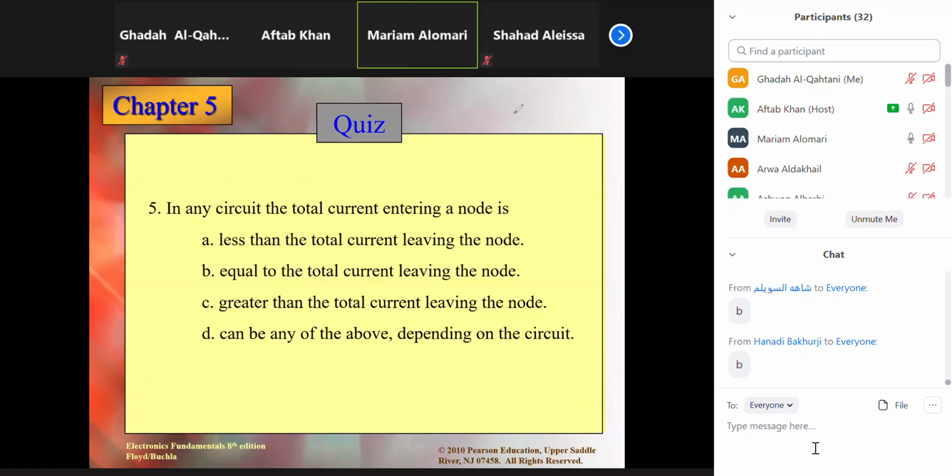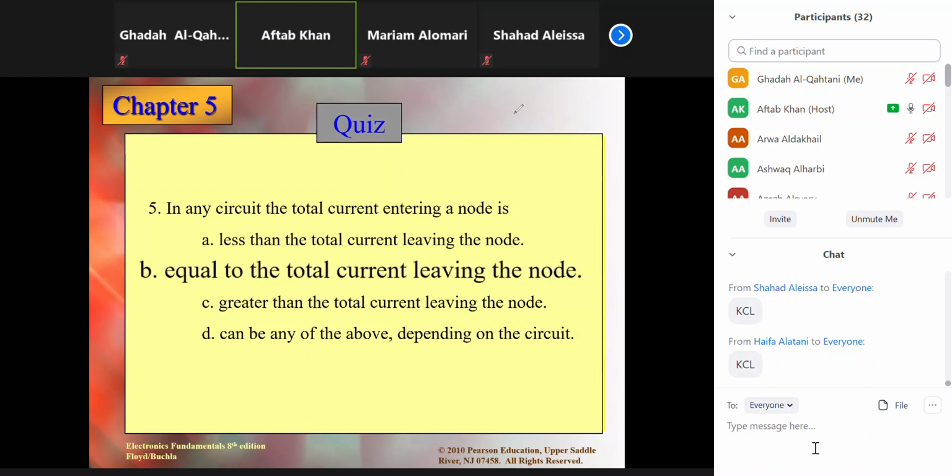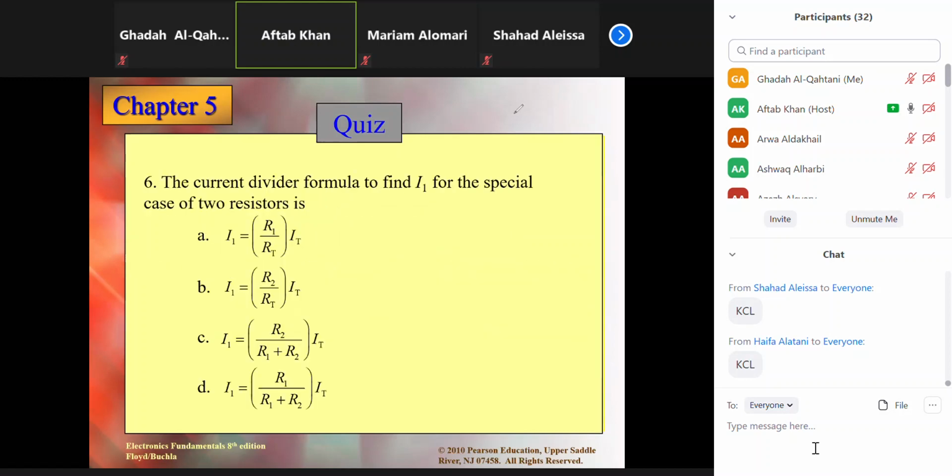B. Equal to the, and which rule is this? Kirchhoff's current rule. Yes, Kirchhoff's current law, KCL. KCL is applicable for parallel circuits where we have nodes; we can apply it anywhere we have nodes. Current divider formula.